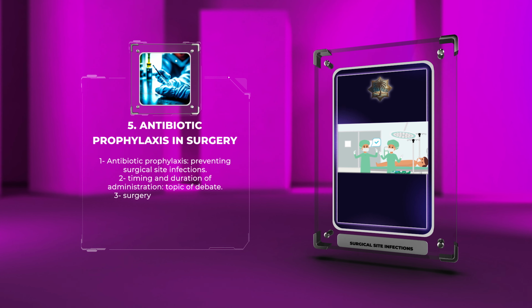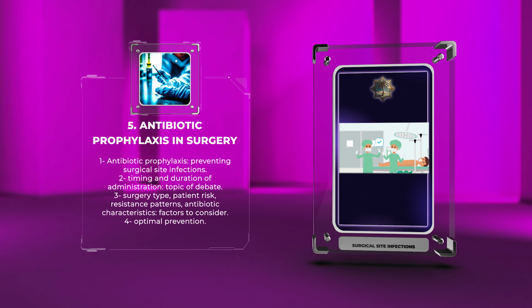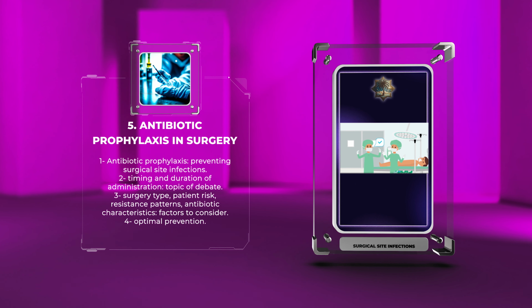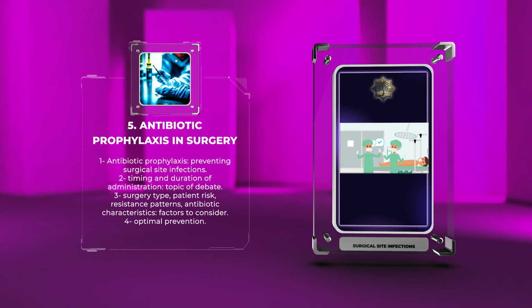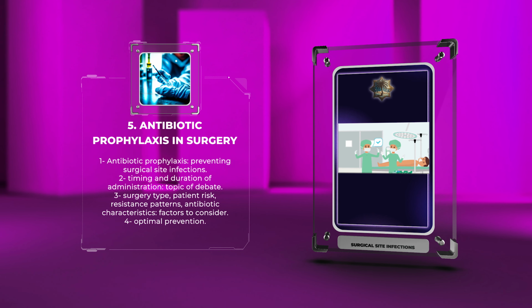Antibiotic prophylaxis is crucial for preventing surgical site infections. However, determining the best timing and duration of administration remains a topic of debate. Factors such as surgery type, patient risk, resistance patterns, and antibiotic characteristics must be considered for optimal prevention.